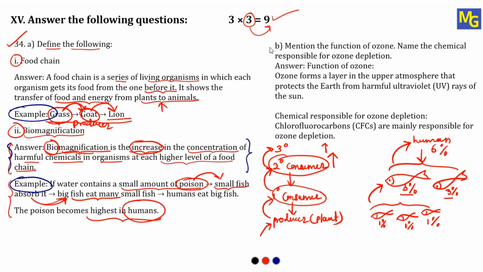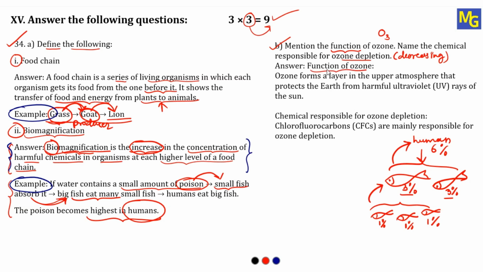So the sub question B says, mention the function of ozone. Name the chemical responsible for ozone depletion. So we have to tell the function of ozone. Ozone is nothing but O3 gas. And then we have to tell why the ozone layer is depleting. Depleting is nothing but decreasing. So this is the question. So start with the answer.